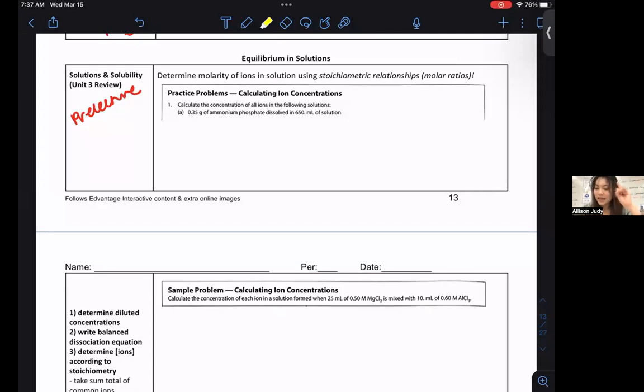constant. Anyway, KSP. But before we can do that, I just want to make sure that you guys are solid on your solution knowledge, your solubility knowledge, and your molarity calculation knowledge. So to begin, let's just start with the math problem. Determine molarity of ions in a solution.